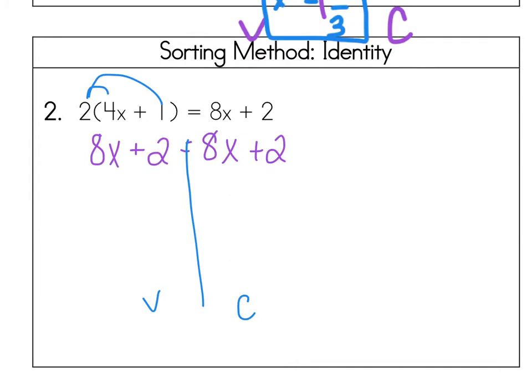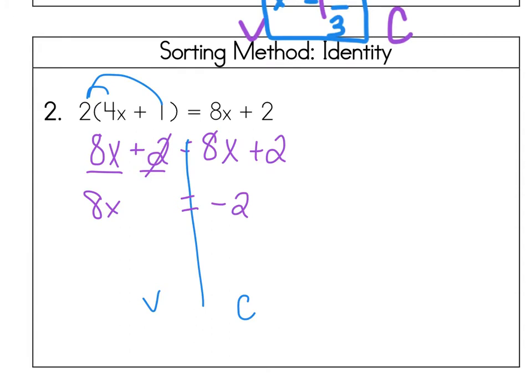So let's look at this first term of 8x. 8x stays because it has a variable. Okay. Never forget that equal sign. A lot of people forget that, and it's important. We need to show that there's a balance happening. This +2, well, it's on the wrong side. It doesn't have a variable, so it's going to move to the other side and become a -2.